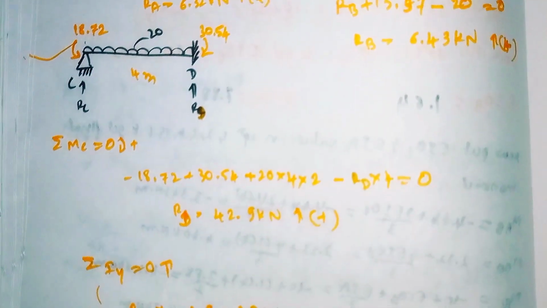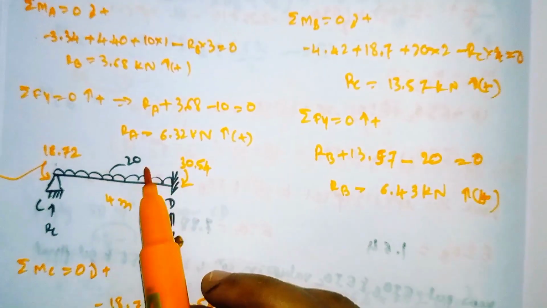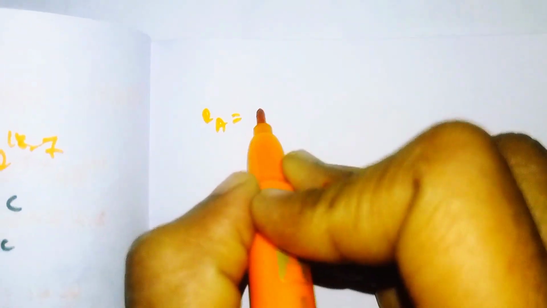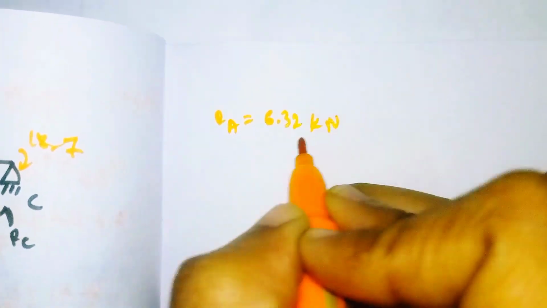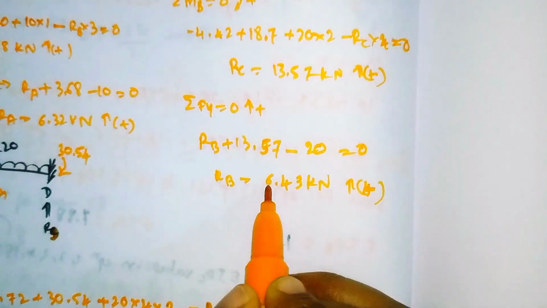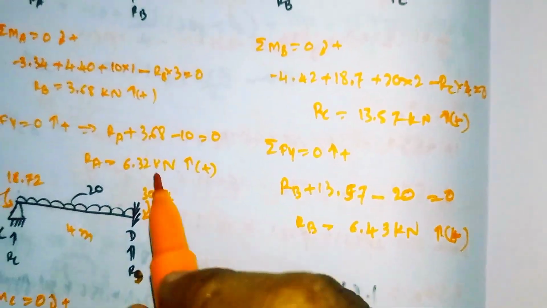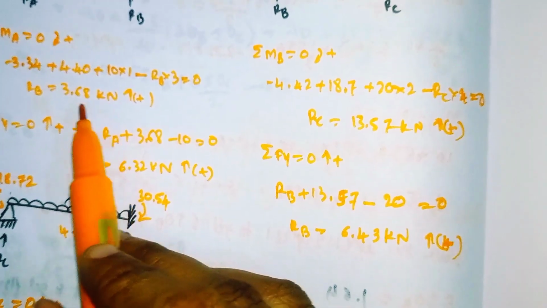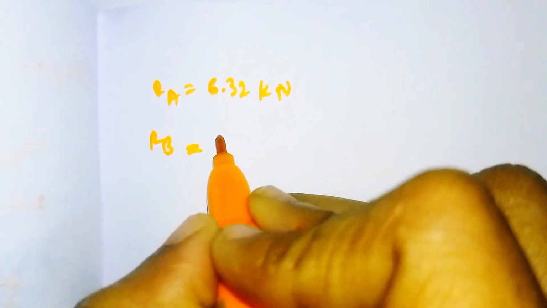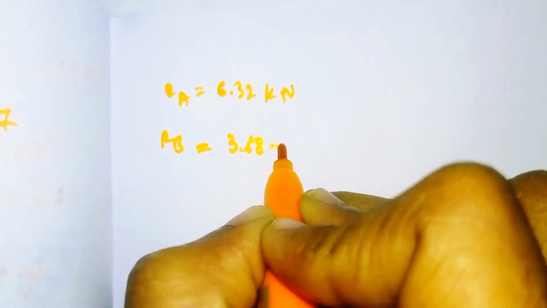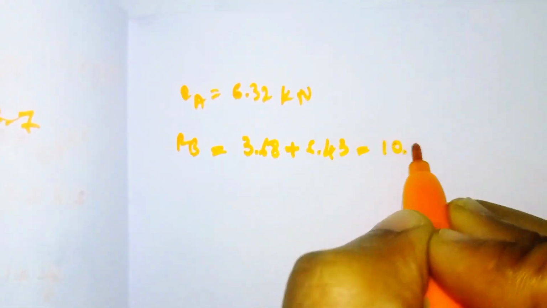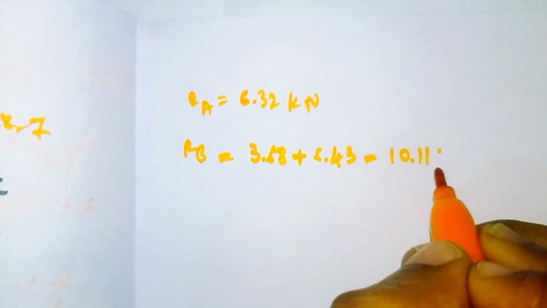Now we'll find the final reactions. For RA we have only one value, RA equal to 6.32, so write here 6.32 kilonewton. For RB we have the values 6.43 and 3.68. To get the final reaction we need to add 3.68 plus 6.43, and it will come out as 10.11 kilonewton.